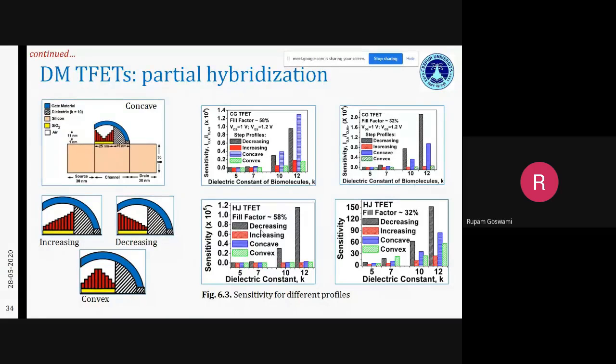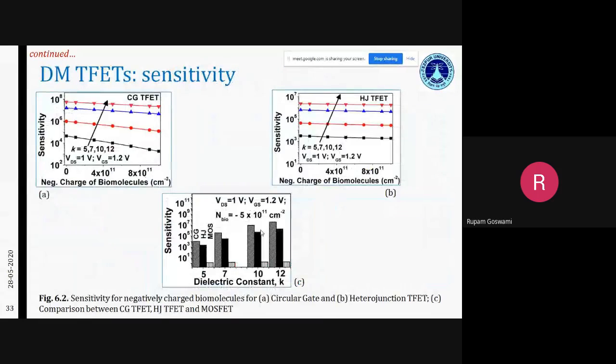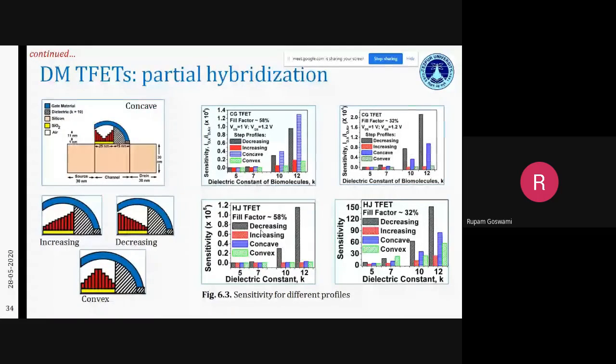So another case. Till now, these graphs which you see on your screen for sensitivity are at 100% fill factor. It means we have assumed that the entire nano gap is filled with the biomolecules. But in reality, you may not have that picture. So we have taken 4 different profiles, the concave, increasing, decreasing, and convex, and tried to vary the fill factor and see the changes. You will find that the sensitivity is higher for your decreasing profile and your concave profile. So the reason for this is obvious.